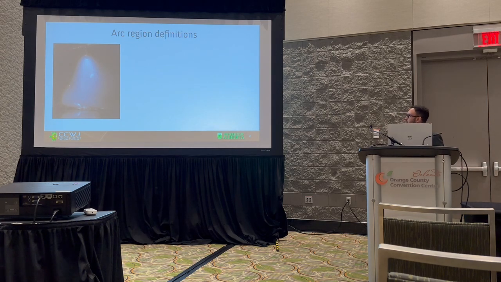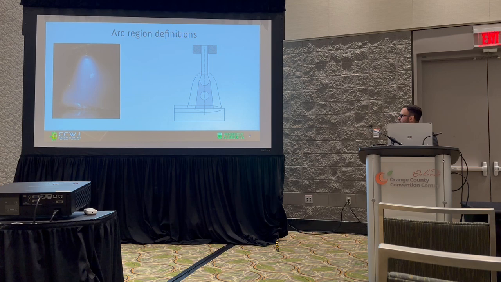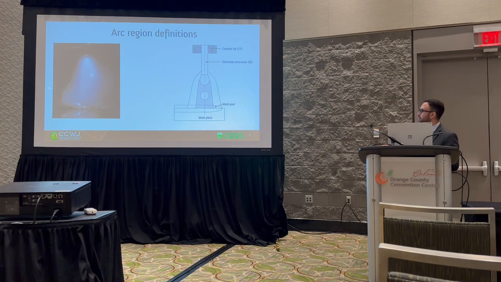First, I'll go through some definitions. On the left-hand side, we have one frame from a high-speed video, and on the right-hand side, a diagram. I'll refer to this diagram as we go through this presentation. Starting from the top, we have the contact tip. On the left you can't see it because it's behind the nozzle, but it's right here. Next, you have the electrode extension, right above the molten consumable. Here you have the workpiece. Next, you have the weld pool.